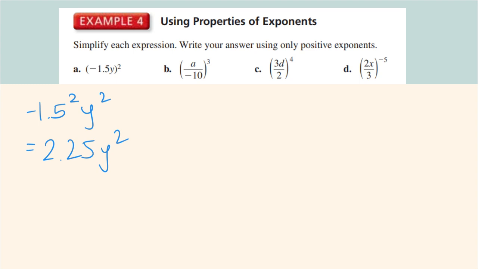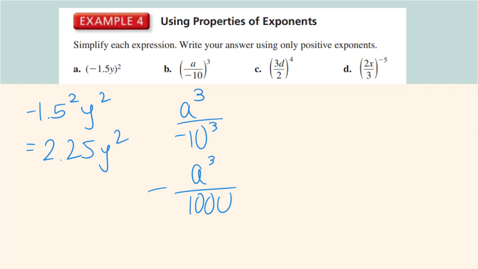In B, I have the power of a quotient property. So distribute. I'm going to have a to the power of 3 and -10 to the power of 3. Simplify, we keep our a to the power of 3. I don't have any negative exponents in any of these, so they stay the same. As long as they are not negative exponents, they stay where they're at. And -10 multiplied 3 times, I already know that I'm going to have a negative answer. So it's going to be -1000.